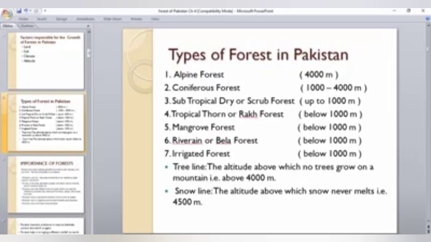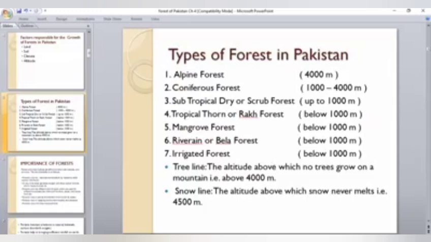Then subtropical dry or scrub forest up to the height of 1,000 meters. The tropical thorn or rough forest also grows below the height of 1,000 meters. Mangrove forest below the height of 1,000 meters. Riverine or bela forest below 1,000 meters, and irrigated forest which also grows below 1,000 meters of altitude.